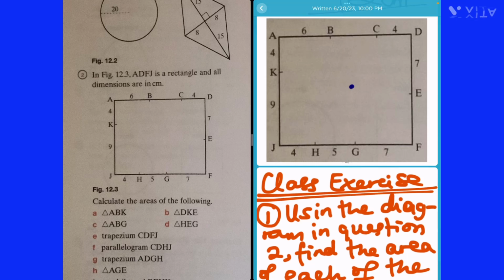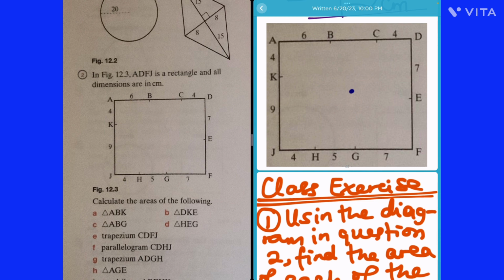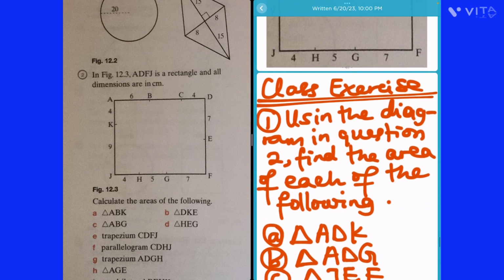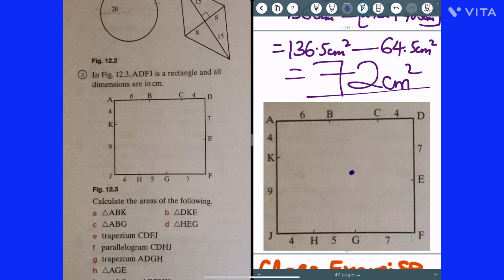Take this as the exercise for the first part of plane mensuration. Take this as your class exercise, at least for the first two videos. So here, the question says, using the diagram in question 2, that means using this diagram here.